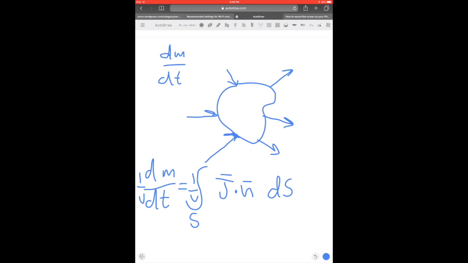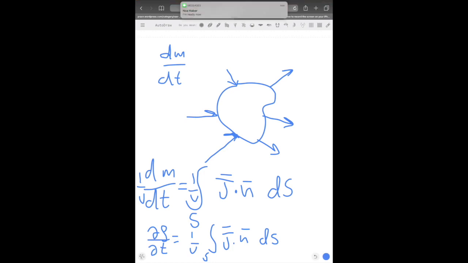So now I can think about this as the change, and I'm going to move to partial derivative in a second, of density in time. That's going to be equal to 1 over the volume, because I still have the volume here, times the integral over the surface of j dot n ds, and so far this is individual to the size of the volume that I have here.